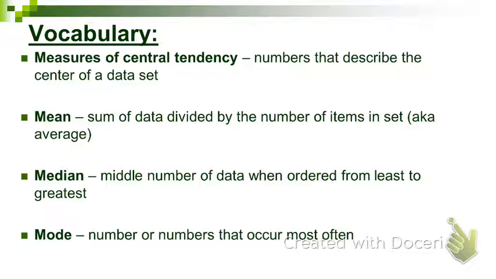Median is the middle. So the middle number of data when ordered from least to greatest. So you put your numbers in order if they're not already, and then you count from each end and figure out which one's in the middle. Mode is the one that occurs the most often.